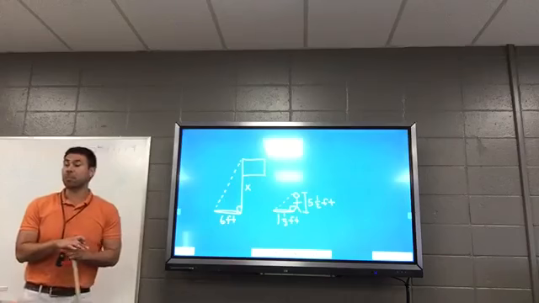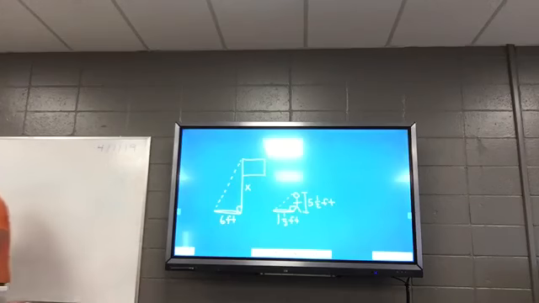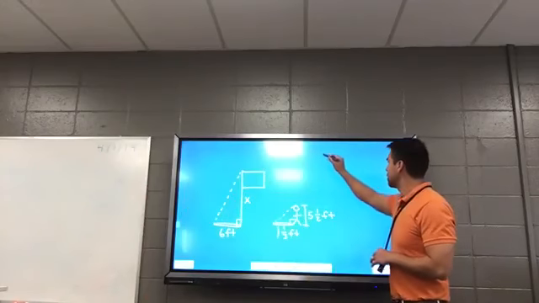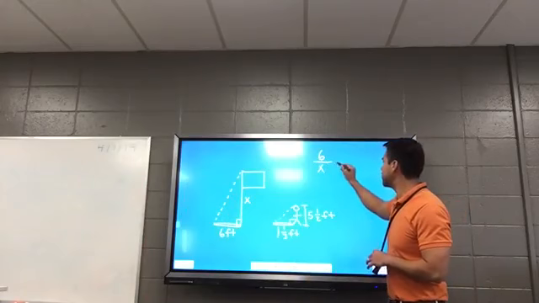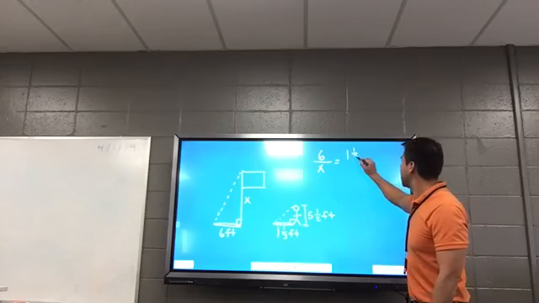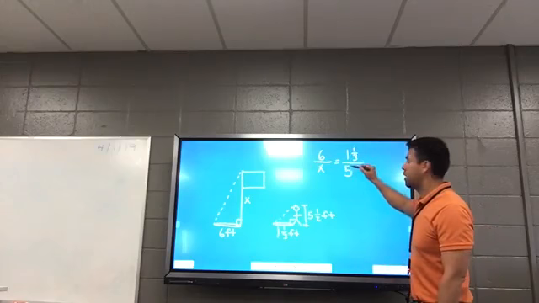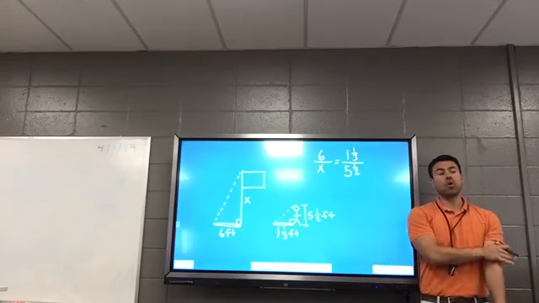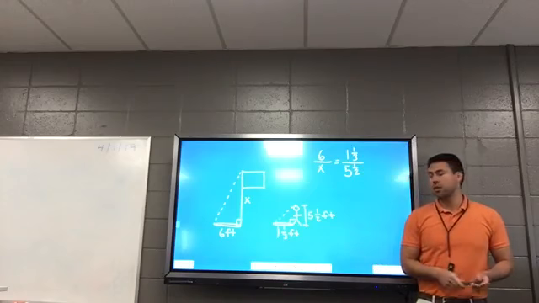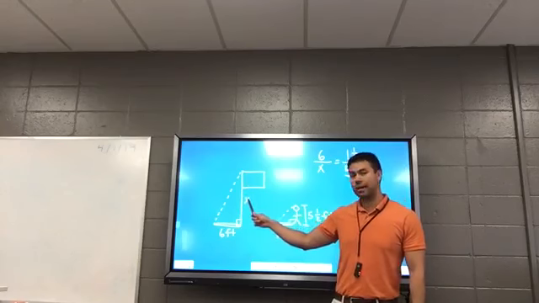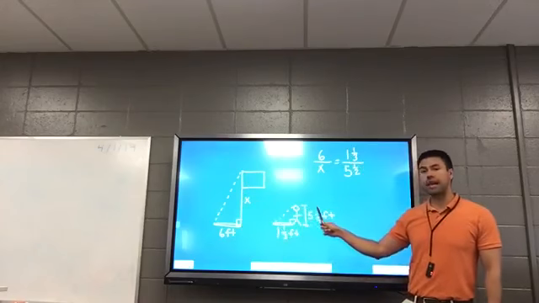Can someone give me a proportion on that problem? Sophie, give me a proportion. 6 feet over x. Okay, 6 over x is equal to 1 1/3 foot over 5.5. Yep. All right, now listen to me. Was that the only proportion you could have used? Sophie did this: the shadow over the actual height.